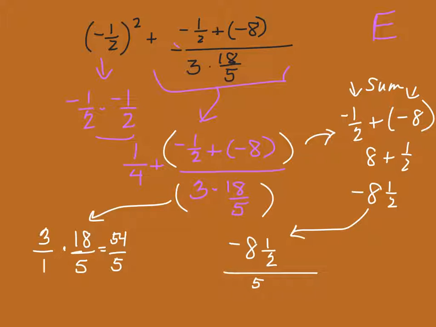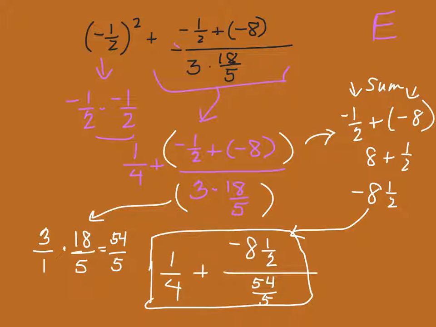I'm not going to change it into a mixed number, because I know that eventually I'm just going to have to change it back, and that, quite frankly, is silly. So, don't forget to bring the rest of that problem down. I've got 1/4 plus, this is where I'm at right now, 1/4 plus -8 1/2 divided by 54/5.